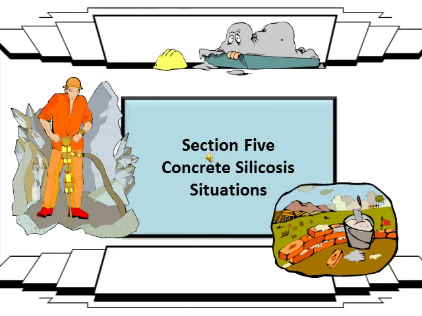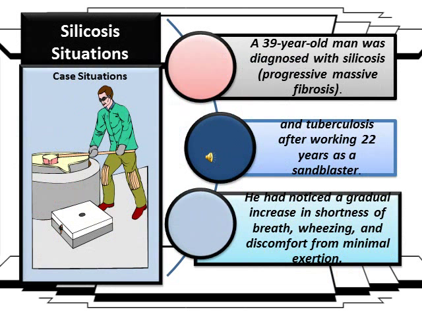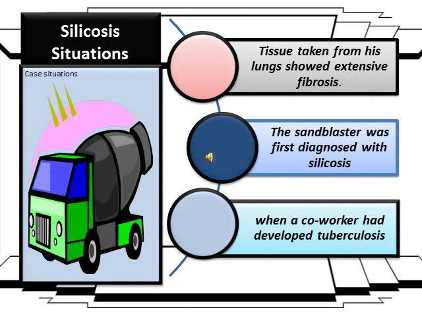Section 5. Concrete silicosis situations. A 39-year-old man was diagnosed with silicosis, which is progressive massive fibrosis, and tuberculosis after working 22 years as a sandblaster. He had noticed a gradual increase in shortness of breath, wheezing, and discomfort from minimal exertion. A tissue sample taken from his lungs showed extensive fibrosis.